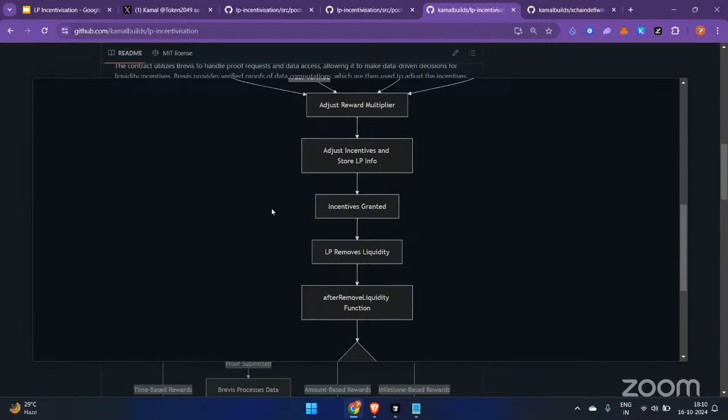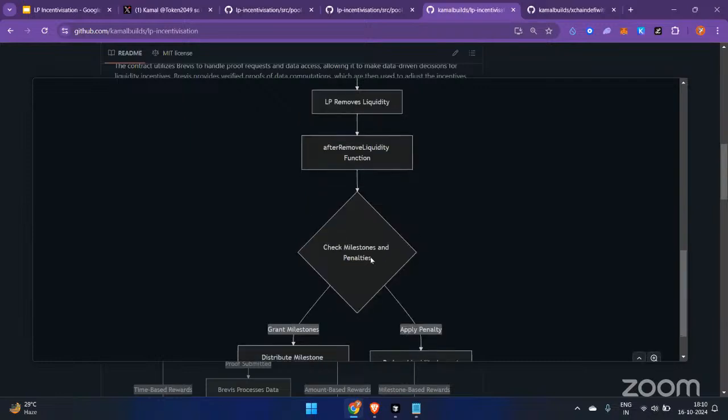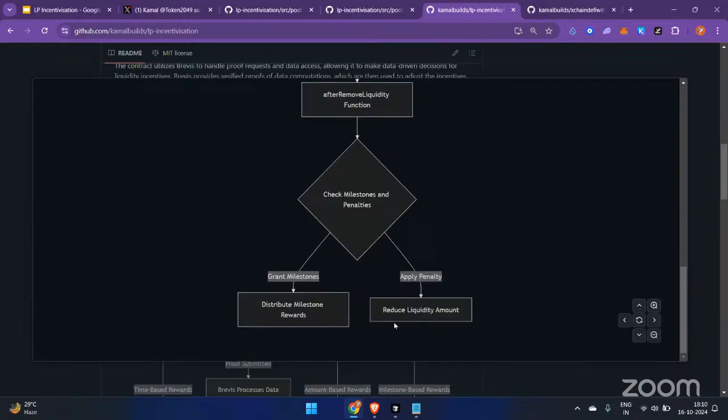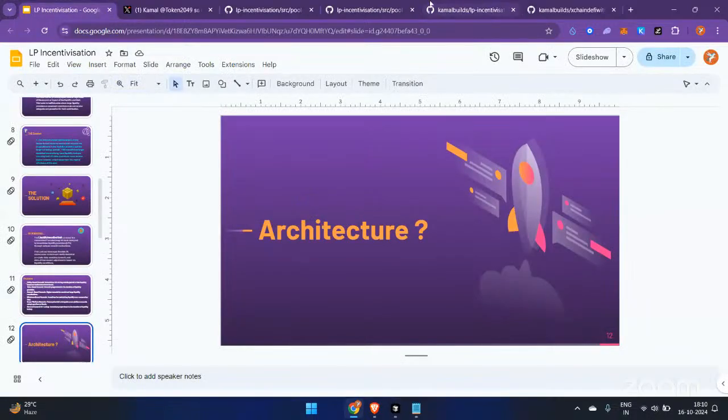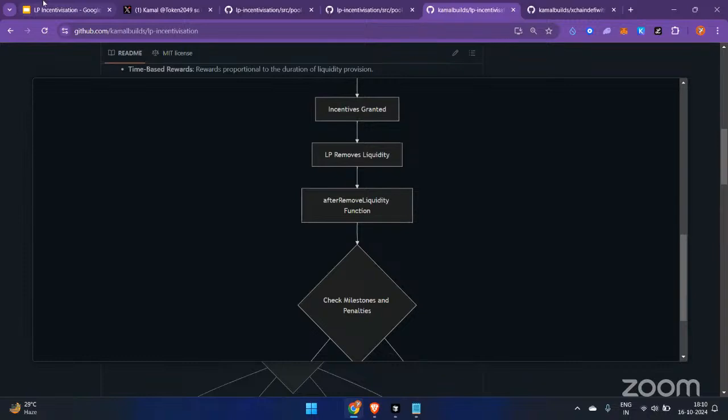And so this is the first part, and the second part is when an LP removes the liquidity. So if an LP removes the liquidity from the pool, the after remove liquidity function checks for milestones and applies any penalties for early withdrawal. Milestone rewards are distributed if the conditions are met. So that was the architecture diagram of how the V4 hook functions.